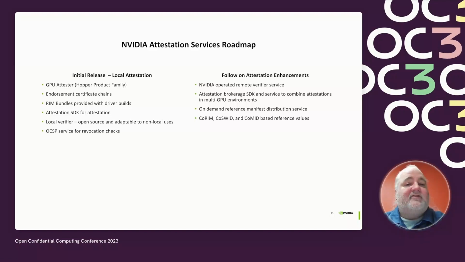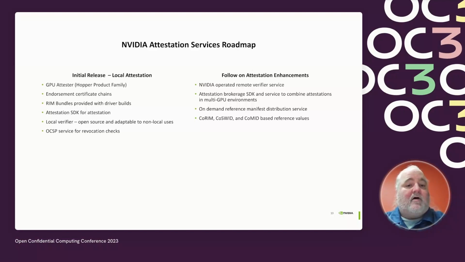So the first thing we're providing, obviously, is the GPU attester itself. The GPU attester is the hardware that I talked about. That is the secure enclave inside the GPU, along with the root of trust for measurement and the root of trust for reporting, and that combined allows us to generate that evidence and endorsement that we talked about previously. We also provide endorsement certificate chains. Those endorsement certificate chains are the necessary certificates that start from our certificate authority and run all the way down to the identity device inside the hardware itself.